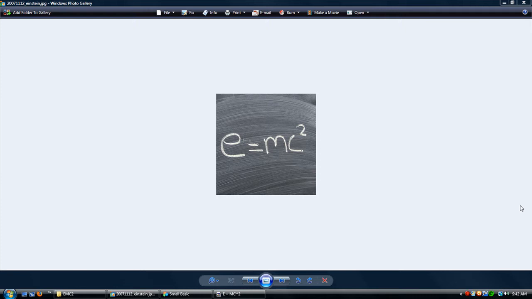Everyone, we're looking at a very famous formula developed by Albert Einstein, and it is energy equals mass times the speed of light squared. Basically it allows us to compute the amount of energy in joules that would be produced by any mass or body that is accelerated to the speed of light.